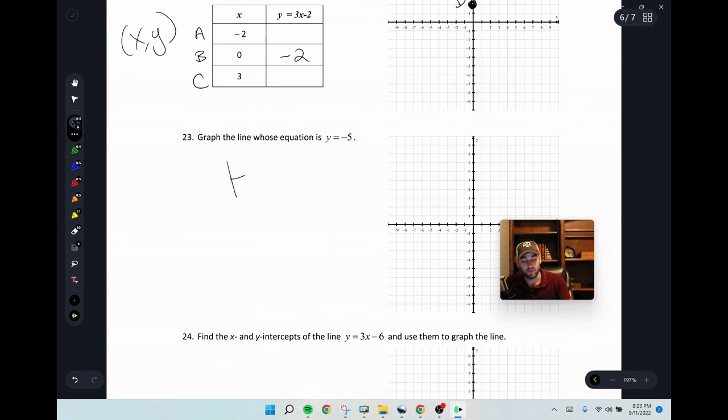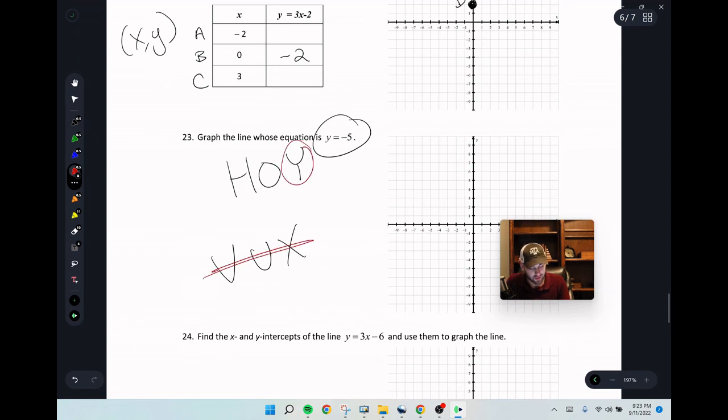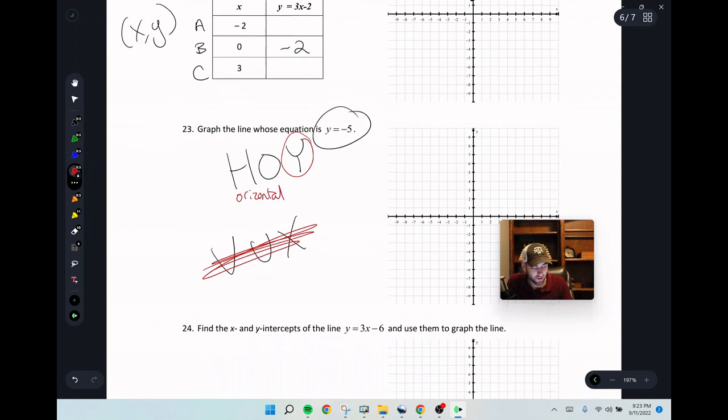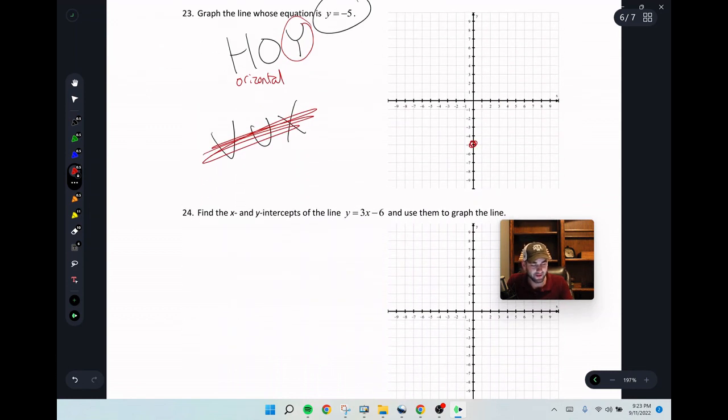All right, here's that HOY-VUX that I mentioned in a video, and I say, okay, well, I see a y equals. I see a y right there, so I don't need VUX for this one. So I know it's going to be a horizontal line, right? I know it's going to be a horizontal line, and I know it's going to be a horizontal line that hits -5. Boom, we're done. Not too bad.